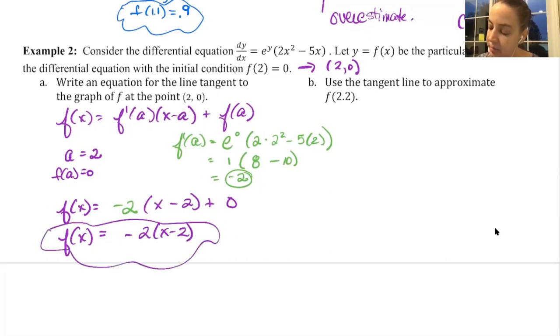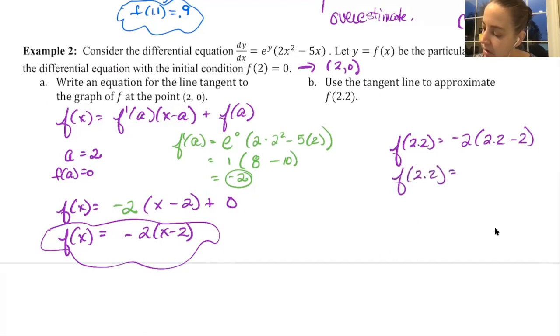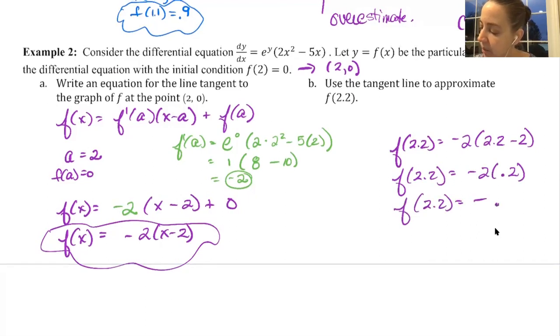Use the tangent line to approximate f of 2.2. So in this particular problem, we don't actually have the original equation. We don't know what kind of curve it is, but we have the derivative. We have the differential equation. So f of 2.2 is going to be negative 2 times 2.2 minus 2. This is negative 2 times 0.2, which is negative 0.4. Awesome.